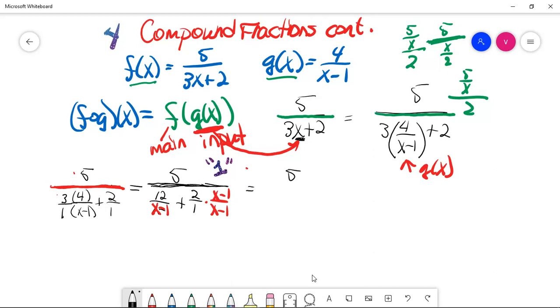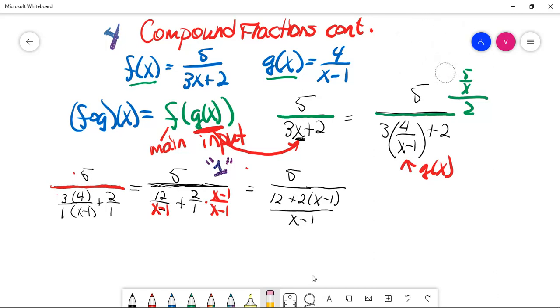So 5 over, now we have a common denominator, 12 plus 2 times x minus 1 all over x minus 1. Because when you have the same denominator, again, let me do a little thought bubble over here. I'm going to go off on a tangent. I'm going to erase this part here. Okay, I'm going to do another thought bubble up here.